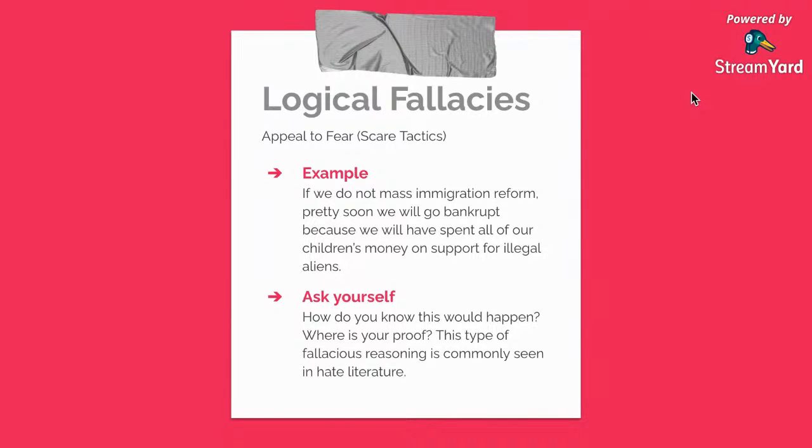This type of reasoning is common, by the way, in hate literature. So when people ask how Hitler manipulated all these people to allow something on such a large scale as the Holocaust, how did he get all those people to do it, right? Logical fallacies in general are a huge part of it. But this appeal to fear was a big one that he used.